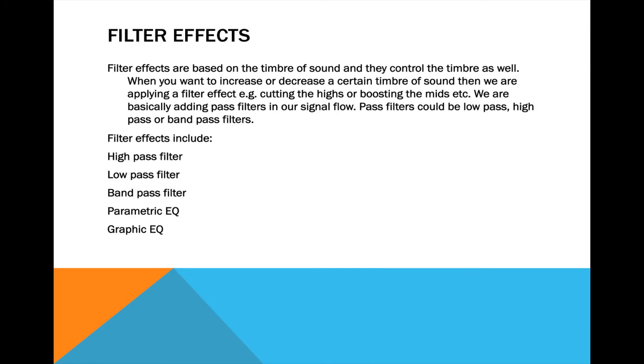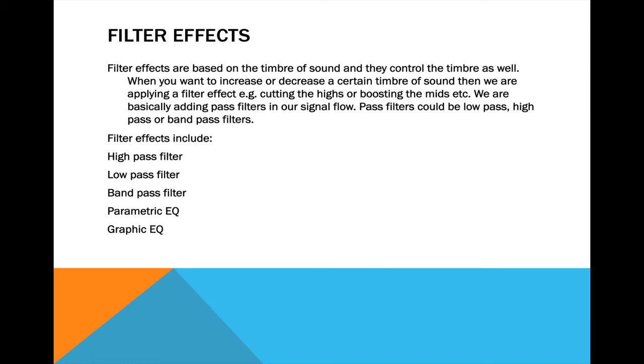Now the third category we have is the filter effects category. Filter effects are based on the timbre of sound, and they control the timbre as well. When you want to increase or decrease a certain timbre of sound, then we are applying a filter effect. For example, cutting the highs or turning up the high frequencies, or boosting the middle frequencies, etc.